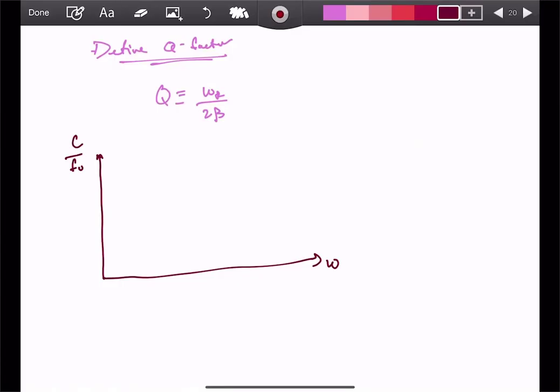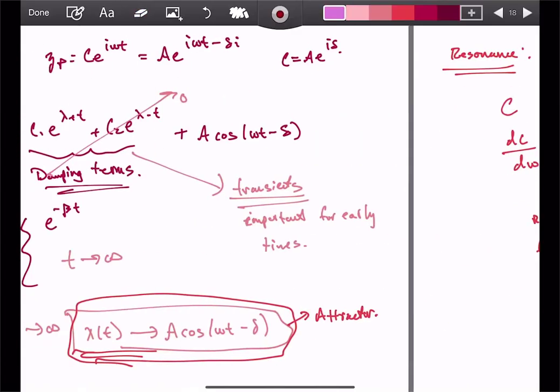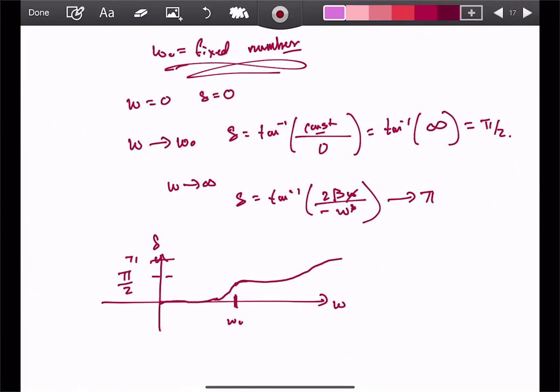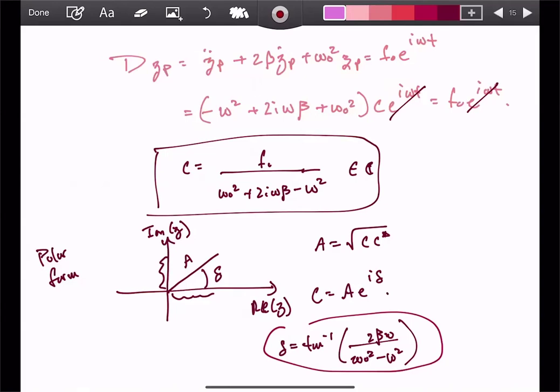So basically what happens as omega approaches omega resonance? So this is my resonance frequency. Basically, this guy starts off, and let's go back to C. Where was my C? There's my A, so let's go to C. So there's C. As omega goes to omega 0, we're going to get, well, say omega resonance.